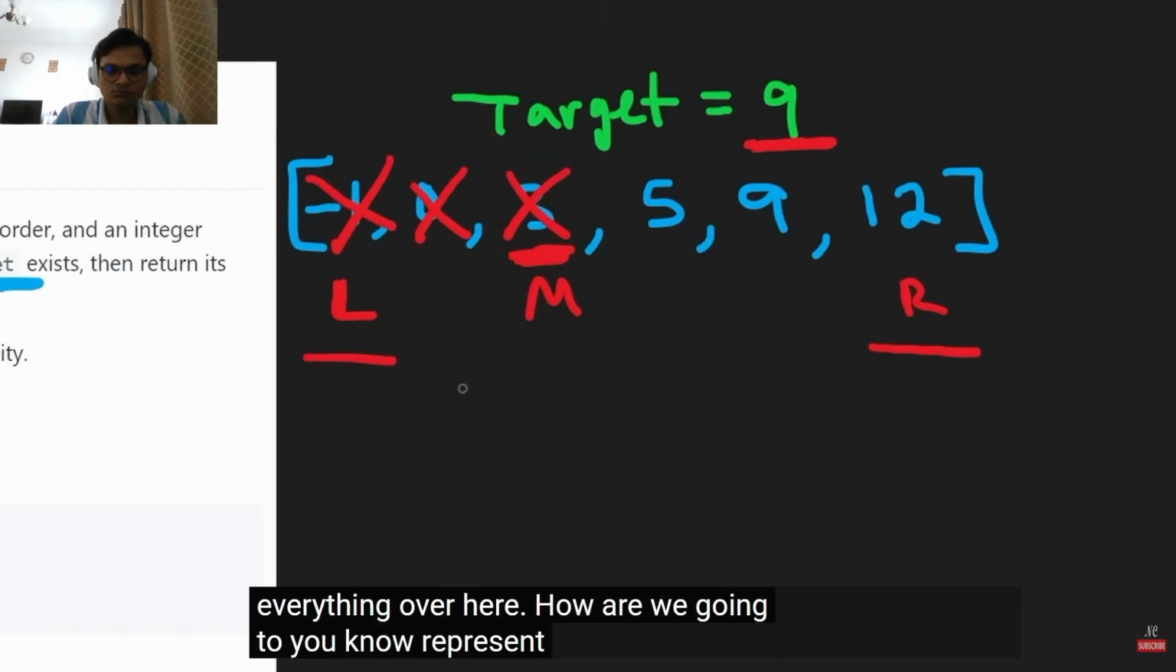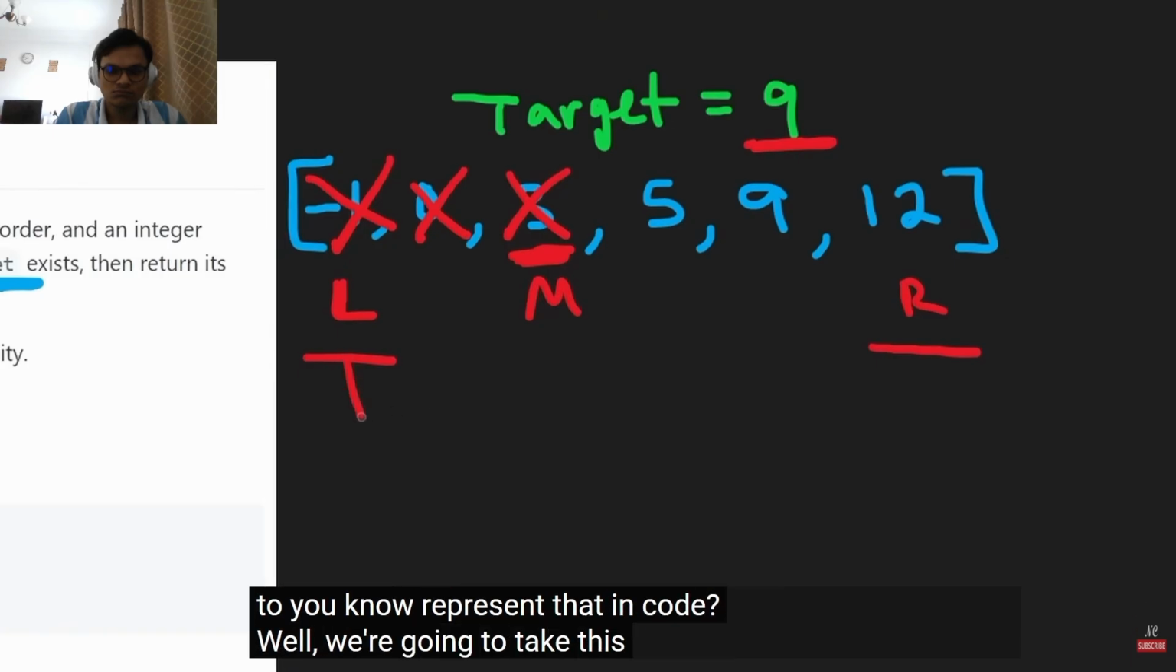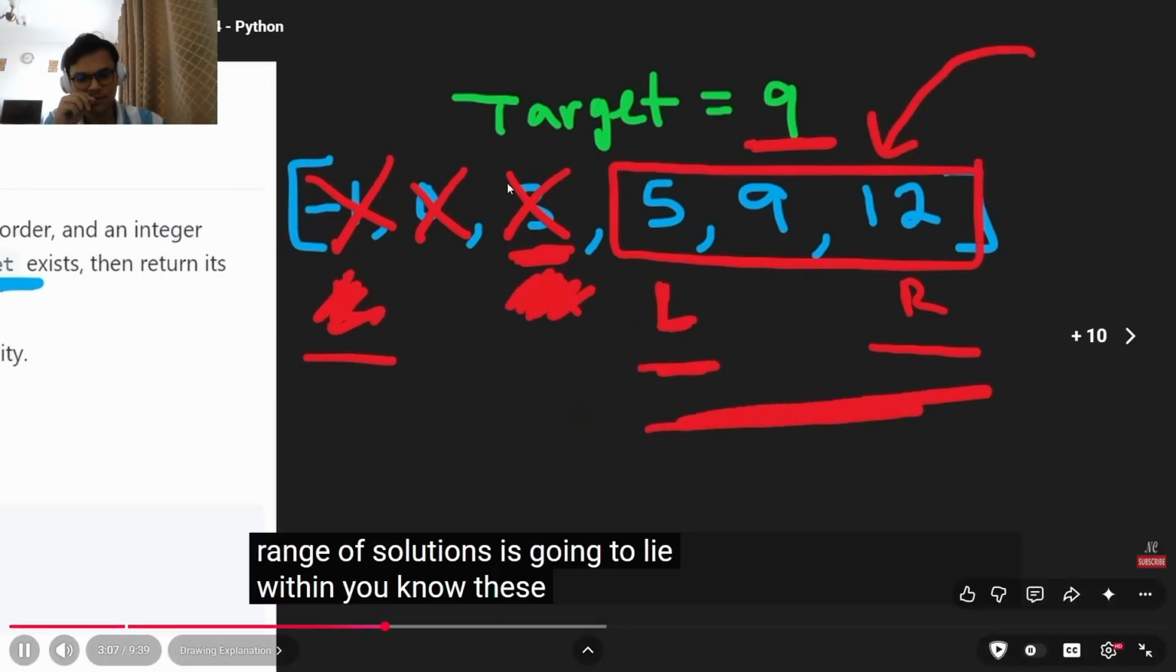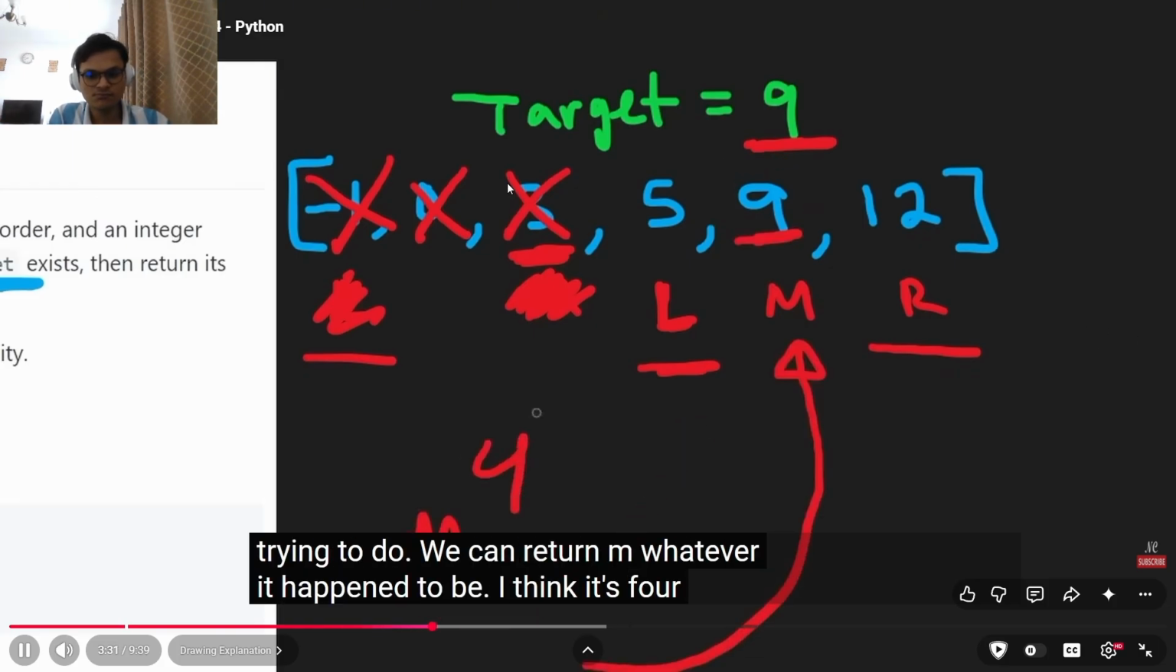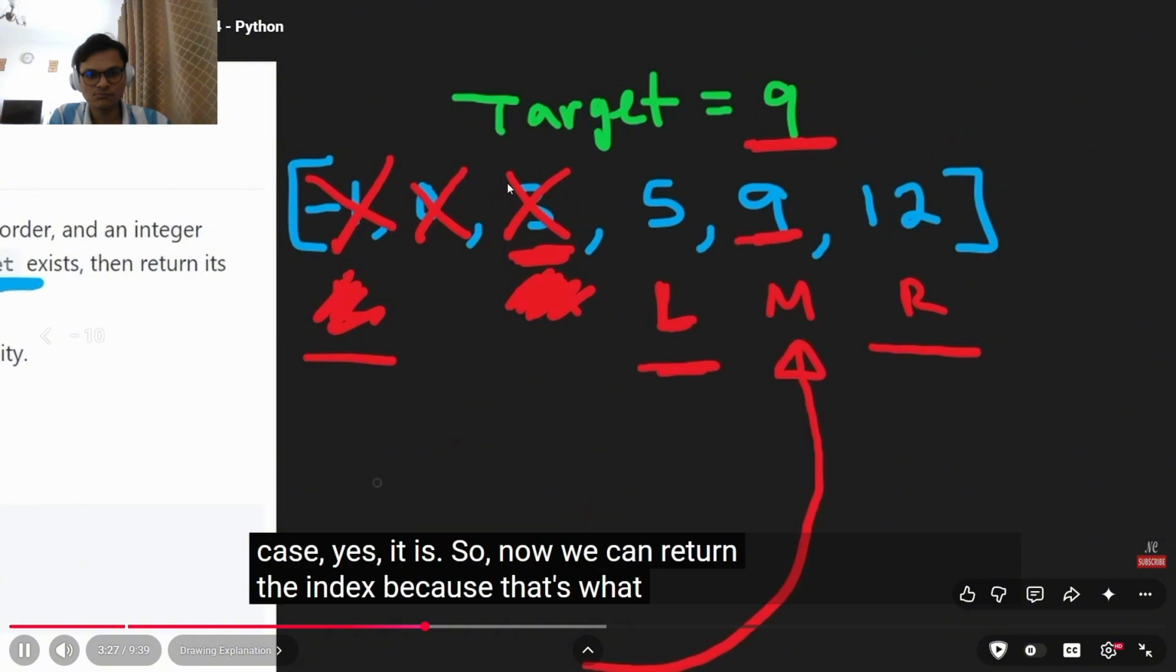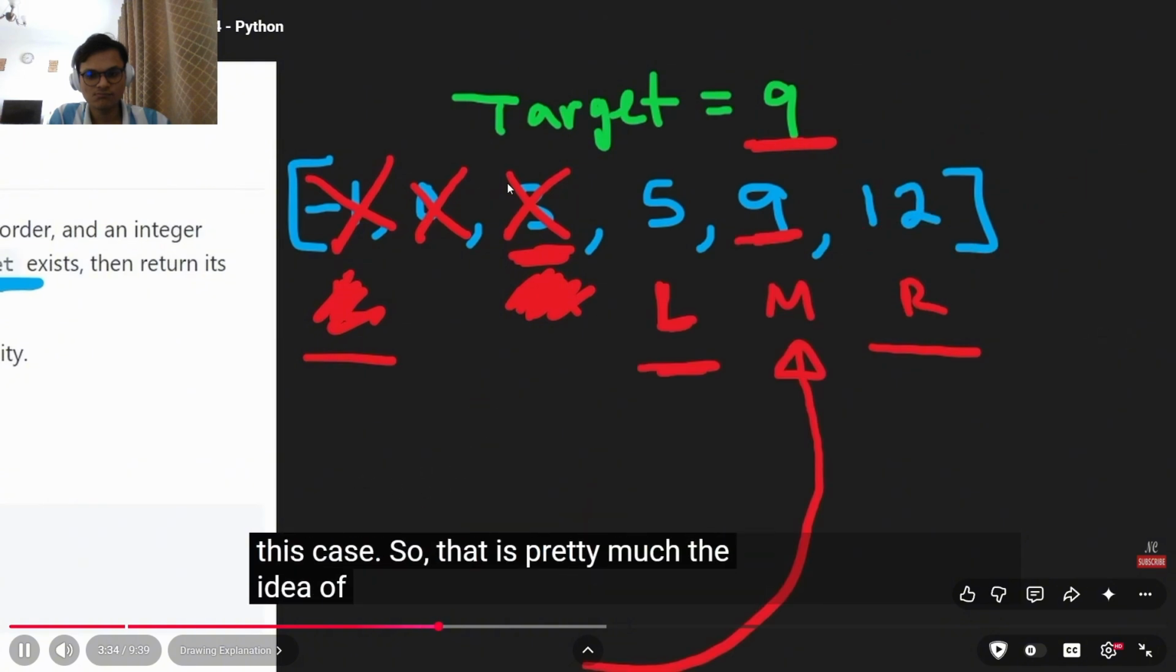How are we going to represent that in code? Well, we're going to take this left pointer and then shift these 2 points over. So now we happen to be at index 4 in this example. That's the idea of binary search.